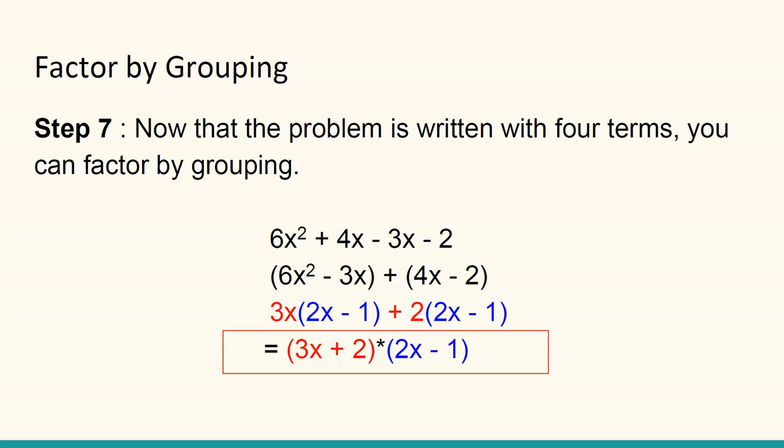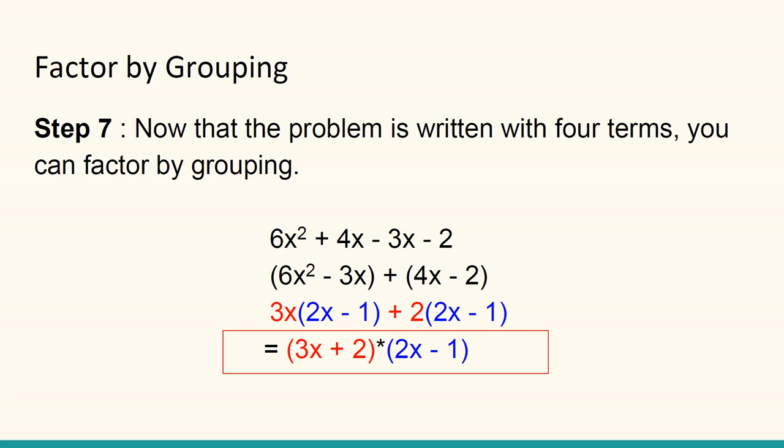So the last step is to factor by grouping. We do this by combining like terms. So why do we have to rewrite the equation this way? We rewrite the equation this way in order to combine like terms. It makes it easier to solve the problem.